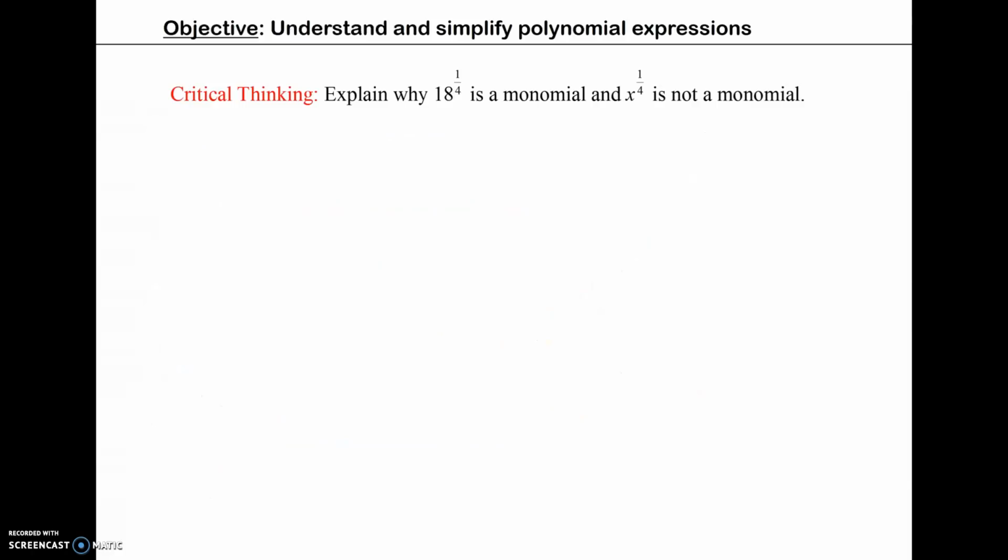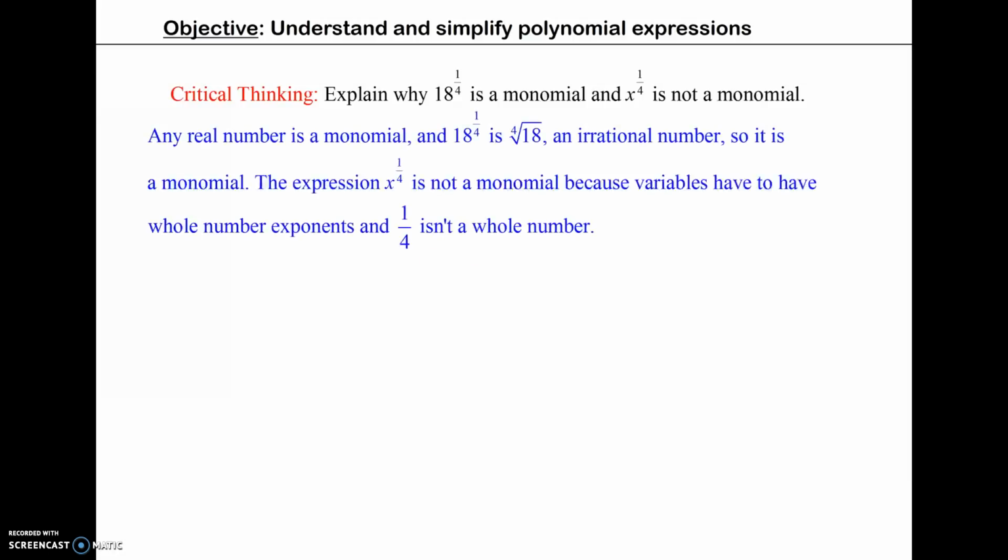Okay, what if I asked you to explain why 18 to the 1/4 is a monomial and x to the 1/4 is not? So think about how you'd answer that, and you can go ahead and pause the video. Okay, so to give you overall reasoning, 18 to the power of 1/4 is a monomial because 18 is indeed a real number. Real numbers can have something other than a whole number exponent.